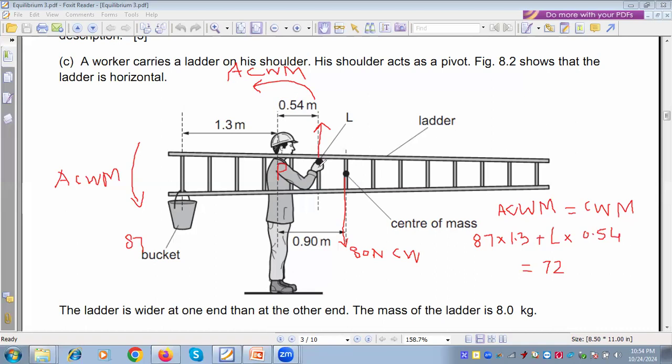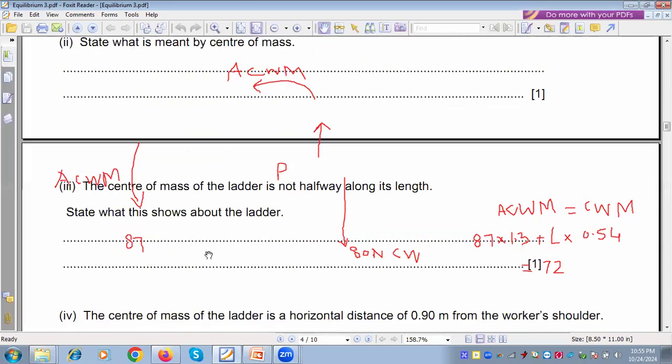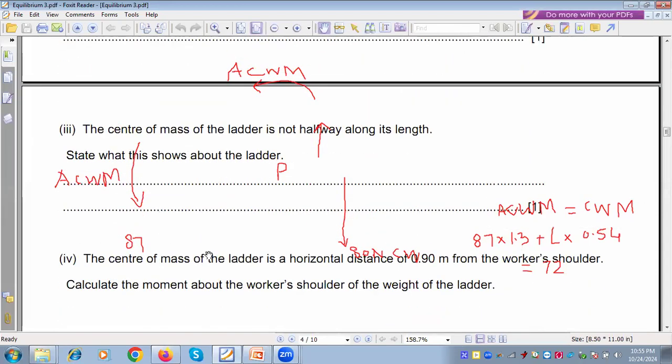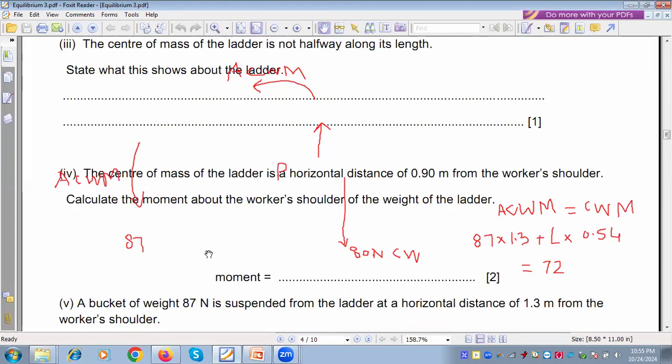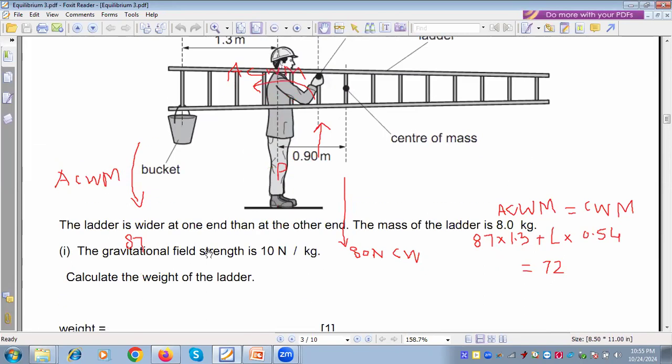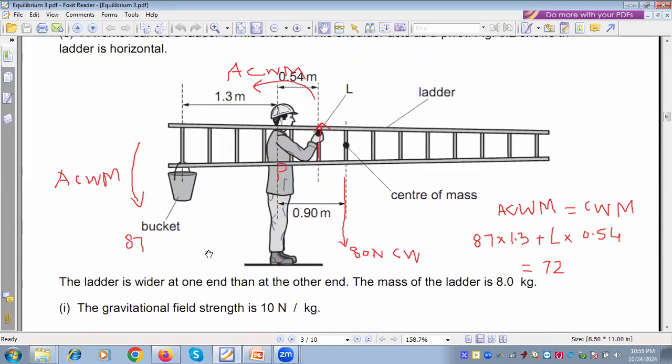Here, the ladder, the weight of this is, let me check once again. I have forgotten the value of this weight of bucket. No, it's right. It is 87. Means the direction of force applied by the person. If this is upward, then clockwise moment will be greater. Anti-clockwise moment will be greater. It means the person has to apply the downward force.